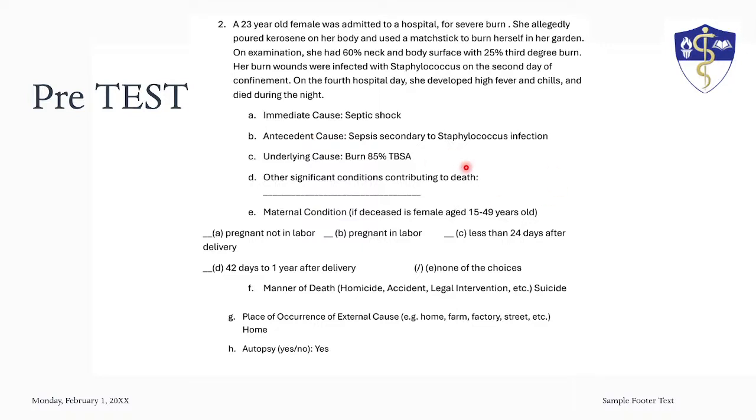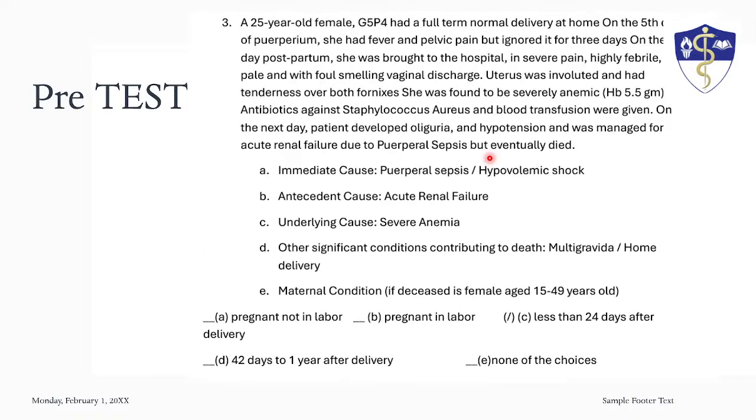The medical students are answering exactly how current Filipino doctors are writing down their death certificates as of today. So this is why I'm recording this, to teach everybody. Okay, 25-year-old female, G5P4. So this is pregnant. Had a full-term normal delivery at home.